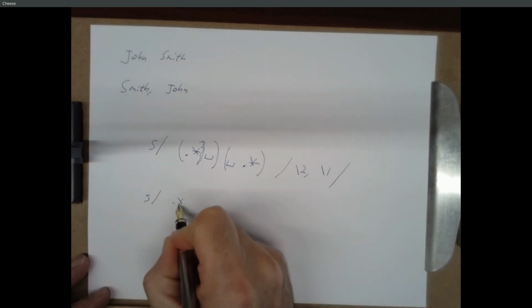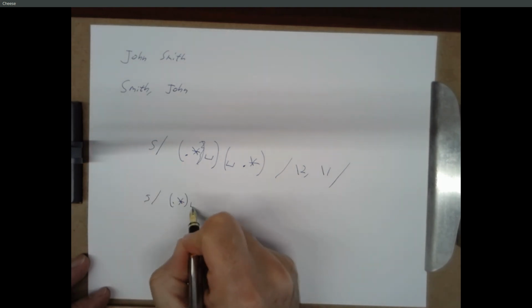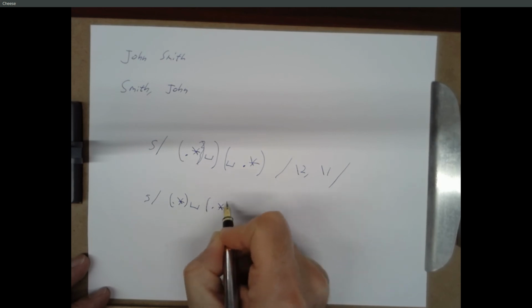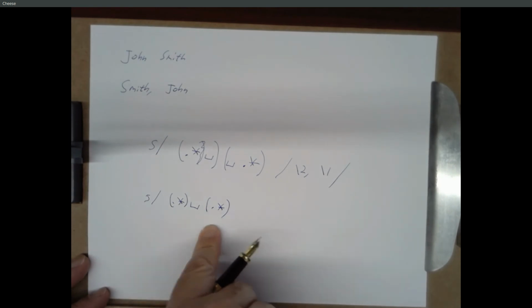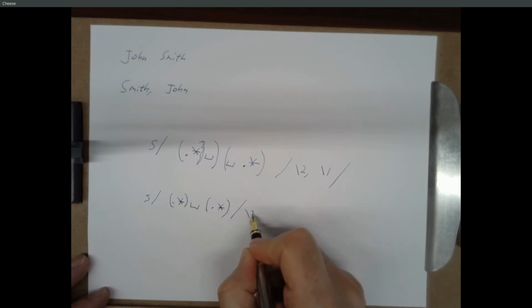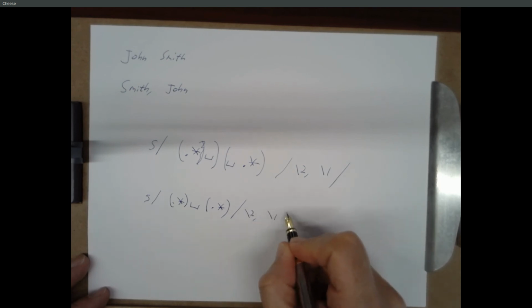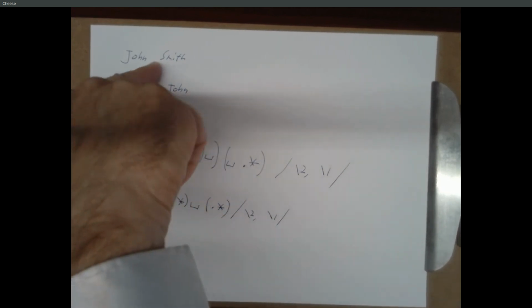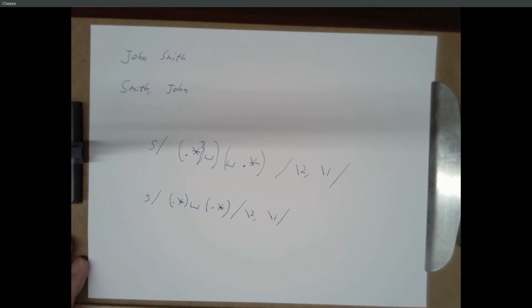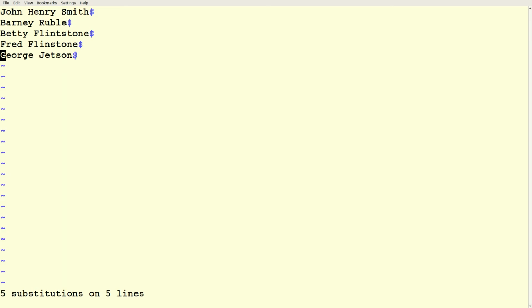So here's a slightly simpler version. We can match the first name into register 1, followed by a space, followed by the last name into register 2. And replace that with register 2, comma, space, register 1. And the space is really just what we're using to break up the first name from the last name. So let's see what that does.